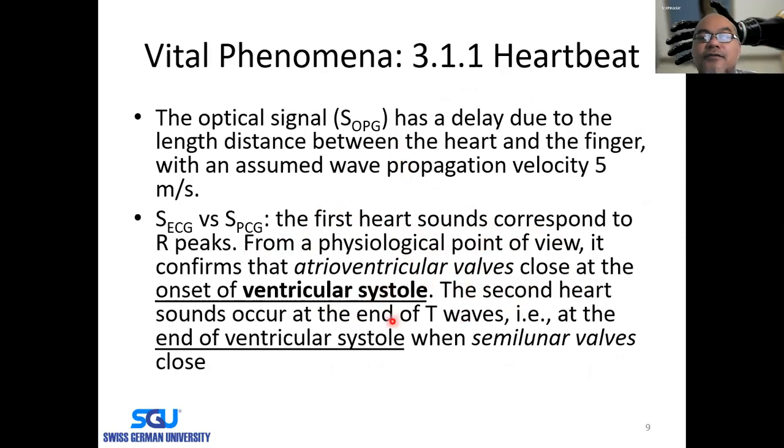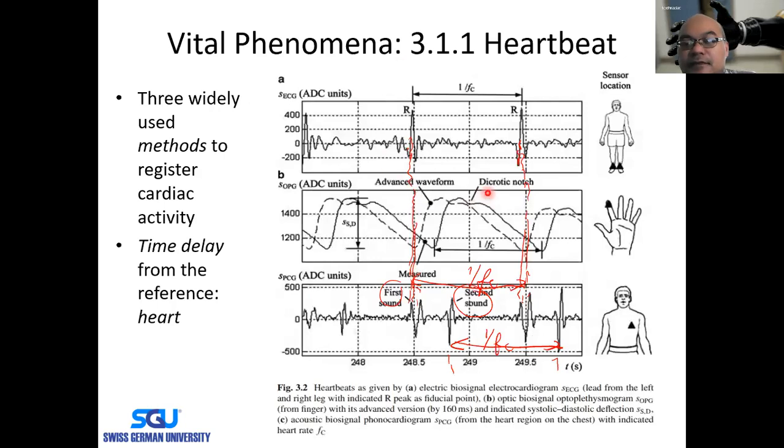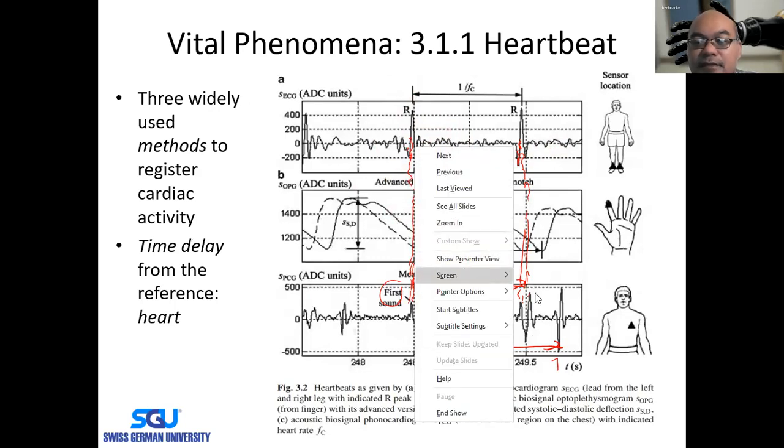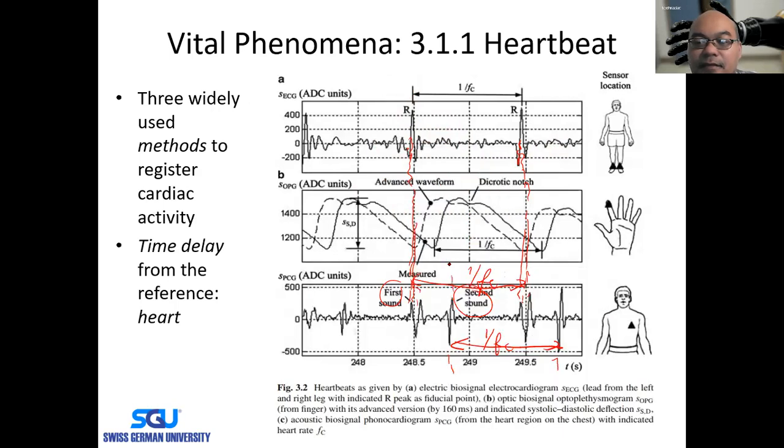The second heart sound occurs at the end of the T wave. The T wave is the relaxation wave: P, Q, R, S, T. The T wave is somewhere here, right? So the second sound here is during the relaxation of the ventricles. We draw somewhere here, so this is the peak of the T wave.